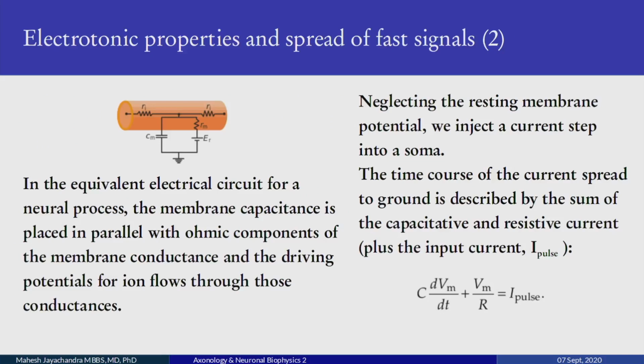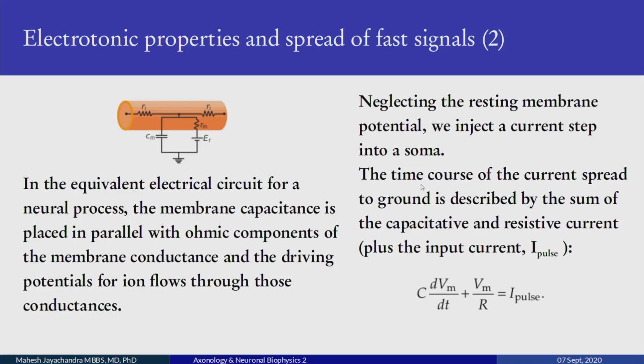So continuing with electrotonic properties and spread of fast signals. Here you have the equivalent circuit of a neural process. The membrane capacitance is in parallel with the ohmic components of the membrane: the resistor, the electromotive force and the driving potential. And neglecting the resting membrane potential, what we do is we inject current into a cell body.